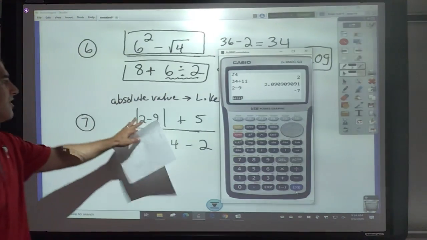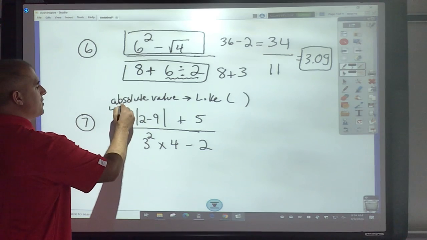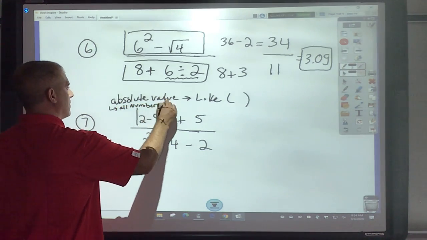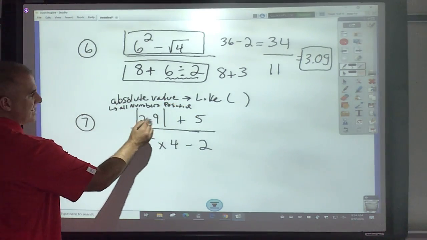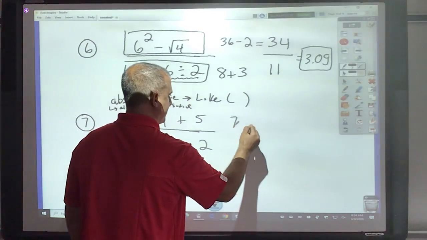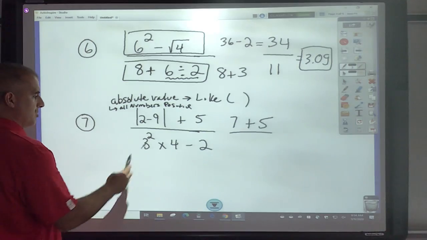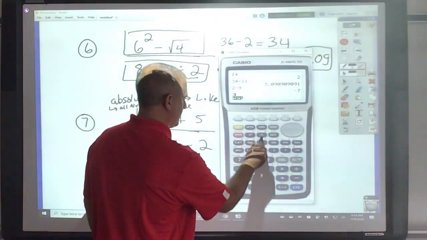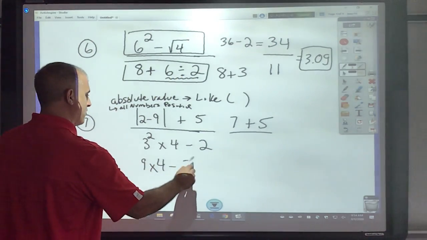So it's -7. Now what absolute value does, when it's all done, all numbers are positive. All numbers are positive. All right. So instead of having negative 7 there, I would have 7 plus 5 for the top. Here I'm going to do the exponents first. So 3 squared, 3 to the second, is 9. 9 times 4 minus 2.